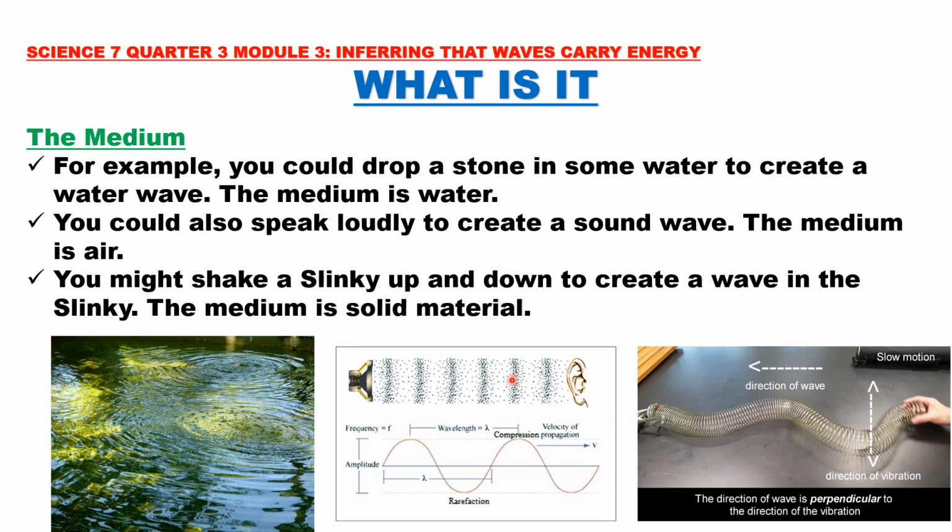Okay? So again, let's have a short recap. Kapag water waves, ang medium ng water waves ay water. Kapag namang sound waves, ang medium ng sound waves ay air. Ang slinky wave, ang medium niya ay slinky. Ang rope wave, ang medium niya ay rope. Okay? Kung wala yung mga medium na yan, walang mechanical waves.